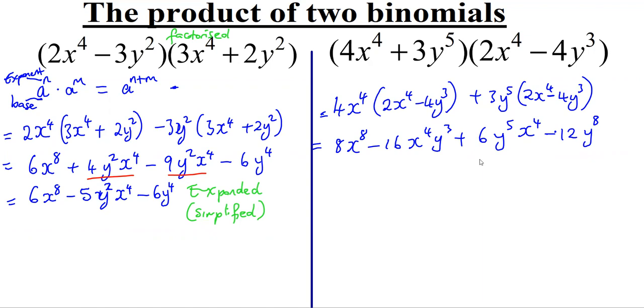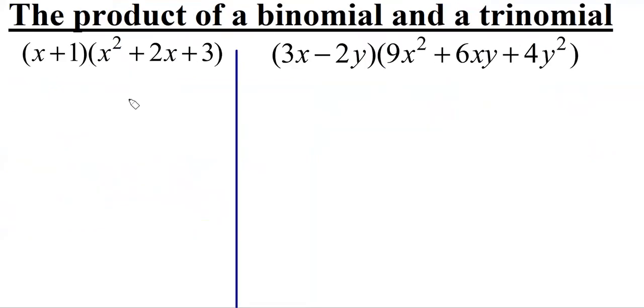There is no further simplification here, because there is no like term. Here is y to the power of 3, there is y to the power of 5. So we can't simplify this one further. We end there. Now let's continue here.